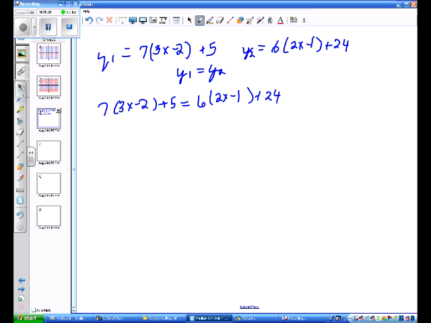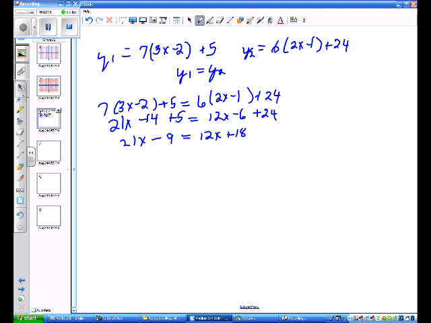Now it's like the other equations that we've solved. We want to go through and remove the parentheses. So we have 21x minus 14 plus 5 is equal to 12x minus 6 plus 24. Then we can combine our like terms. So we have 21x and negative 14 plus 5 would be negative 9, is equal to 12x. Negative 6 plus 24 would be positive 18.